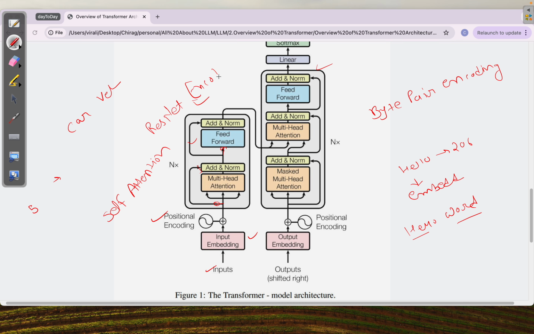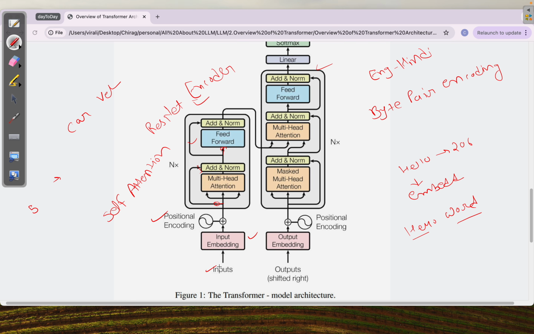Let me write encoder. So this whole part is called an encoder. The encoder helps to understand the whole input sequence in a better manner. Then it will pass it to the decoder. Then the decoder will generate the output. Let's say our task is translation, right? Let's say English, and we need to transfer it into Hindi.